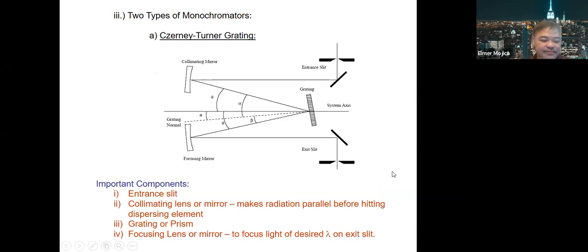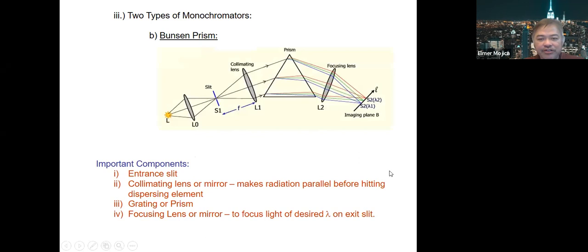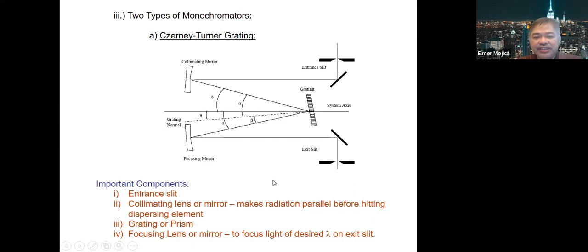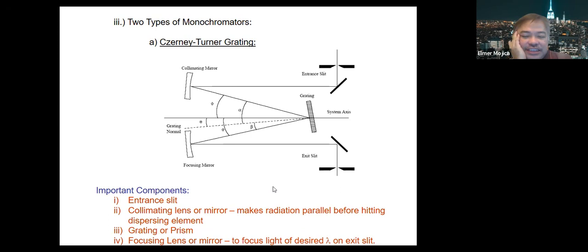Now, in addition, there are two types of these so-called monochromators. The first one that we have is the so-called Czerny-Turner grating monochromator. It is one of the most useful designs in monochromators. It usually spatially separates your polychromatic light into a series of monochromatic rays.